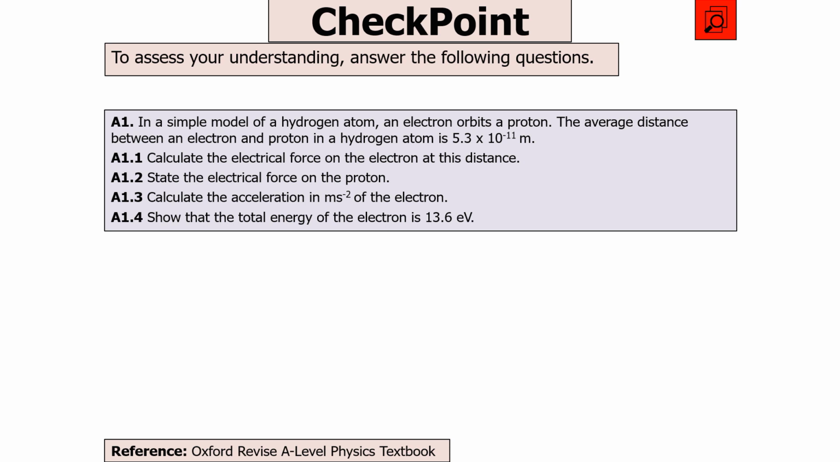Third, calculate the acceleration in meters per second squared of the electron, and then show that the total energy of the electron is 13.6 eV. So pause the video now, then unpause the video and you want to go through your answer.